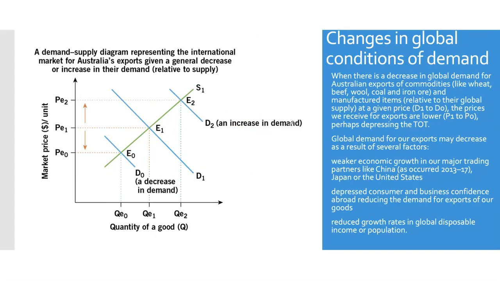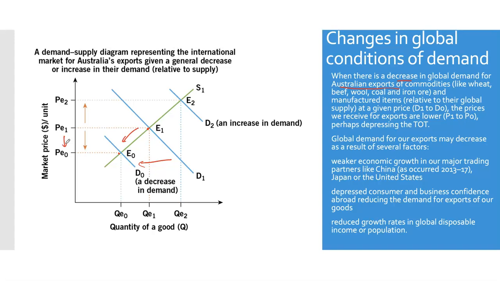So for example, what could be a global condition in demand that is going to impact exports? When there is a decrease in the global demand for Australian exports, this is going to result in a decrease in demand. And this will result in us going from D1 to D0. Now, if you see that, then you can notice that the price of our exports has gone down, and this will result in a terms of trade decrease.